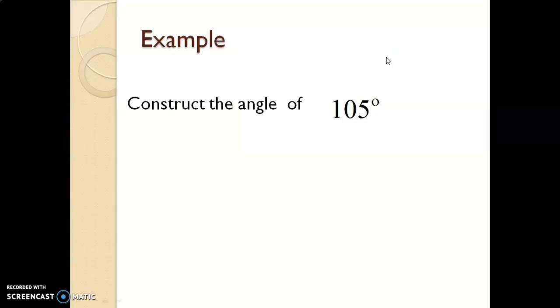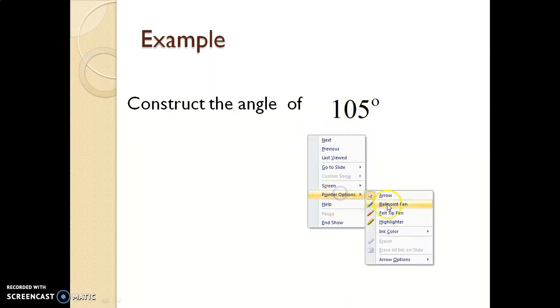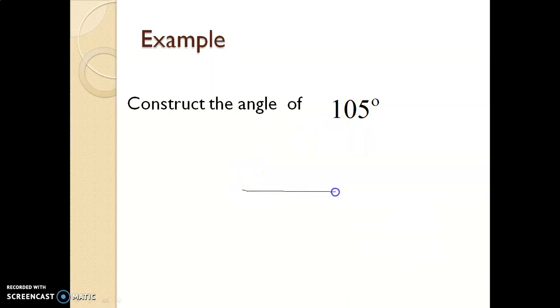Look at the next example. Construct the angle of 105 degree. So here 105 degree, how can we construct it? Whatever it is, first is a 60 degree angle. This is 60 degree, and next one 120 degree.